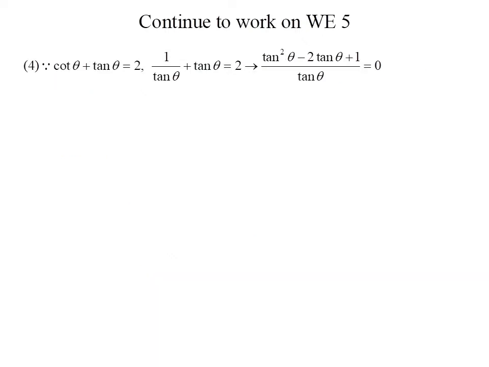Here we continue to work on equation 4 of example 5. As can be seen on the screen, the equation cotangent theta plus tangent theta equals 2 can be transformed to (tangent squared theta minus 2 tangent theta plus 1) all over tangent theta equals 0. Since the numerator is a complete square, (tangent theta minus 1) squared equals 0.